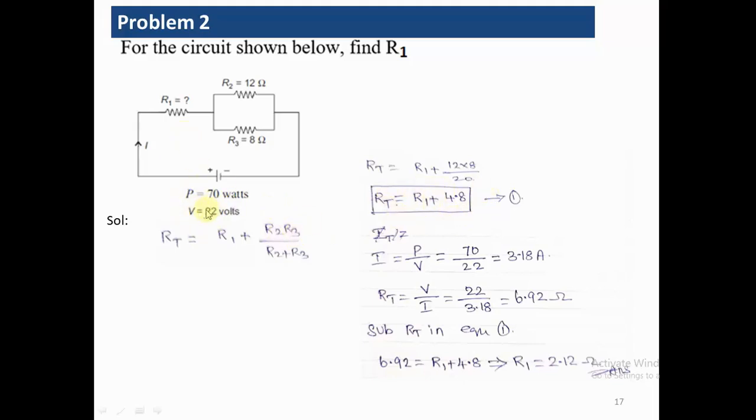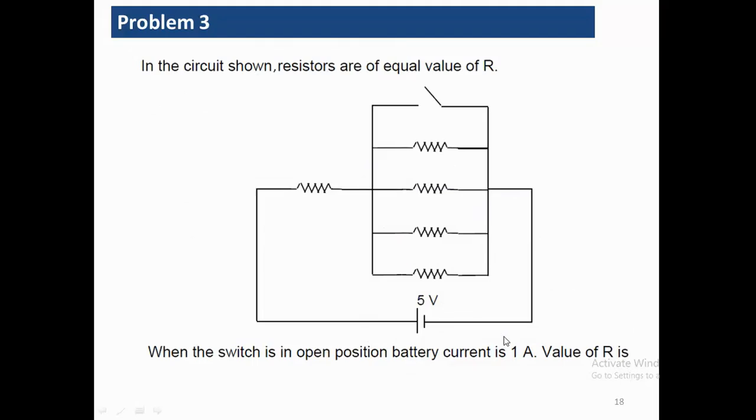And they have given the power and voltage relationship. From that we can find the current. From the current value, by using Ohm's law, we can find the total resistance, which is nothing but the total voltage divided by the total current, which is going to be 6.92. So if we substitute the RT value in this first equation, we get the unknown resistance, that is R1.